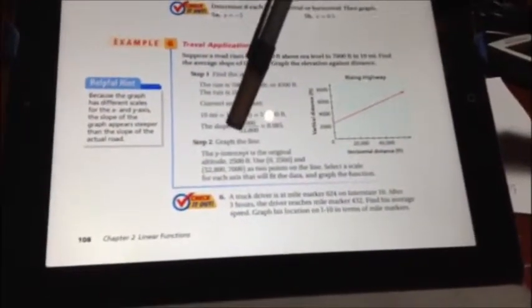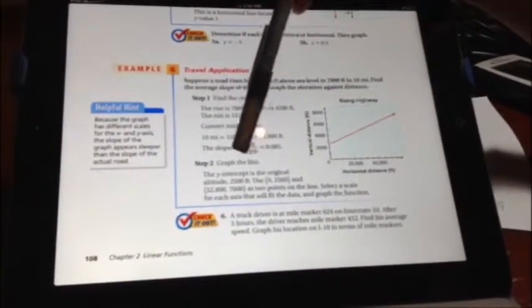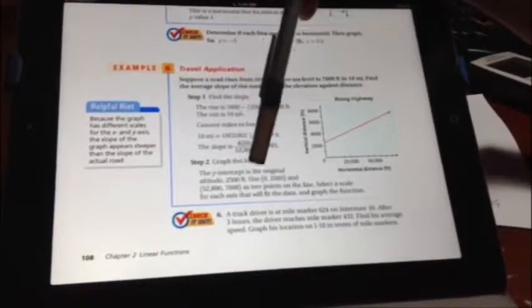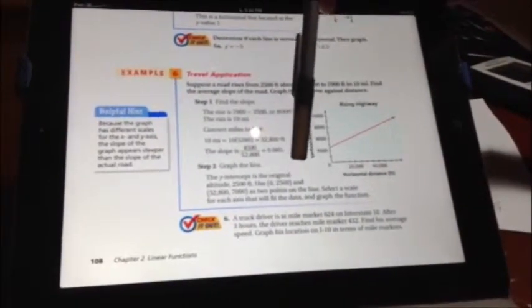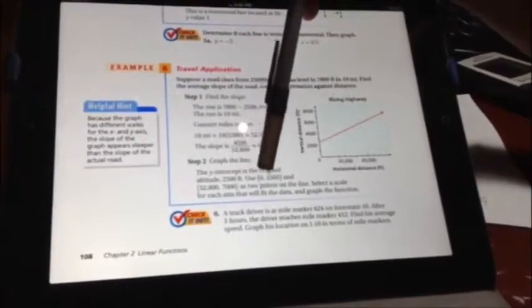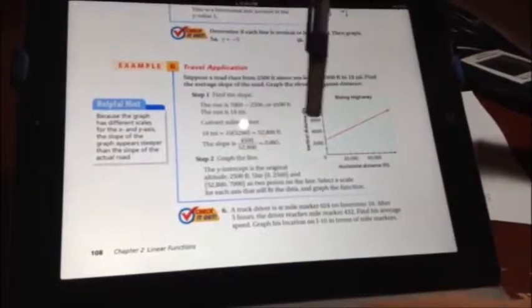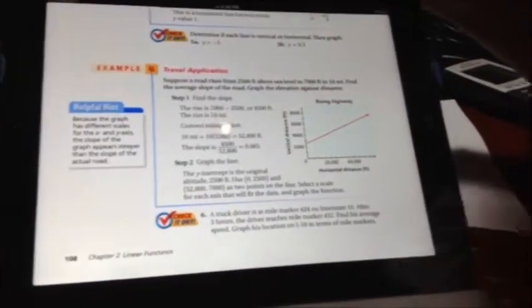Step number 2. You graph the line. The y-intercept is the original altitude, 2,500 feet. Use (0, 2500) and (52800, 7000) as 2 points on the line. Select a scale for each axis that will fit the data and graph the function.